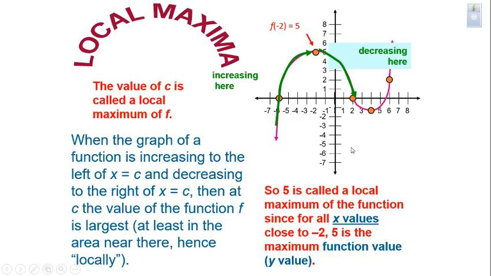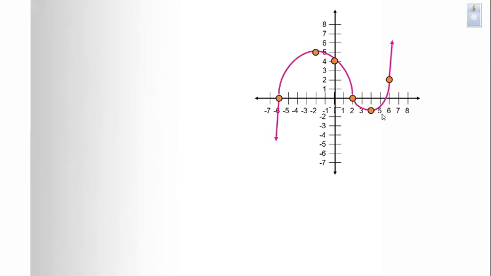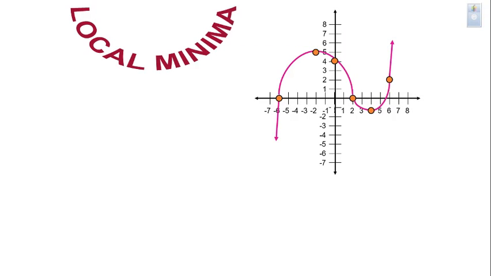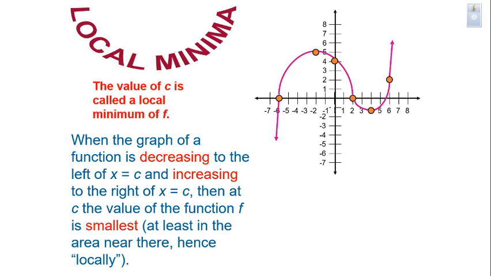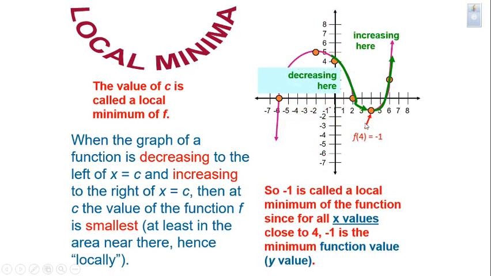So we say that it's a local maximum value. Likewise, we can talk about a local minimum value, and the plural for the word maximum is maxima, and the plural for the word minimum is minima. So the graph is decreasing before that point and then increasing after that point. So that's a local minimum. It's the lowest point in that region. Very simple concept.